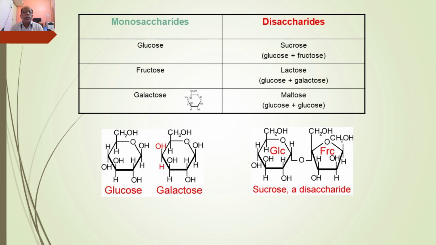In the lower figures, we can see the structural formula of the monosaccharides such as glucose and galactose, and the structural formula of sucrose as a disaccharide. So these are the structural formulae of the monosaccharides and disaccharides such as glucose, galactose and sucrose.